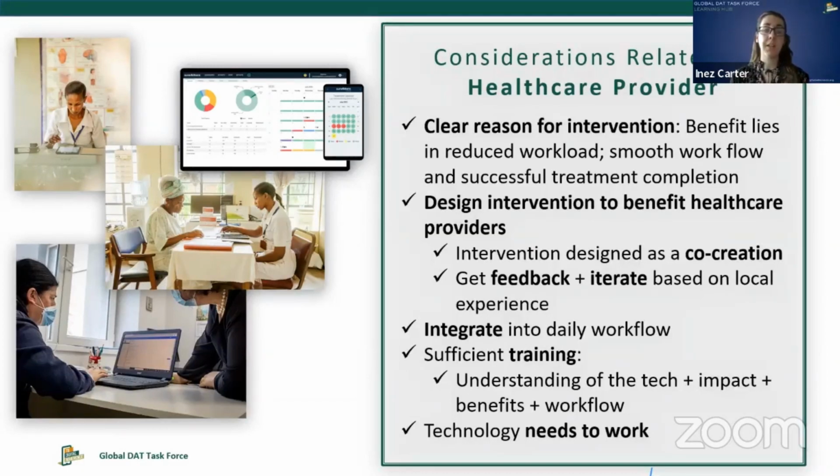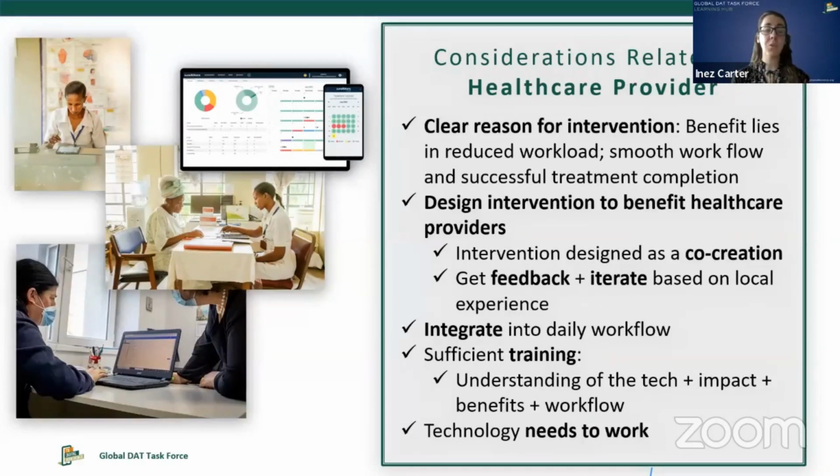Then additionally, you need to make sure that the intervention is sufficiently integrated into a healthcare provider's workflow so that it doesn't feel like an additional burden to an already overloaded task list, but that it streams well into what they're already doing on a daily basis to support the people under their care.